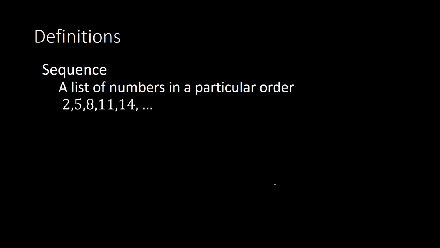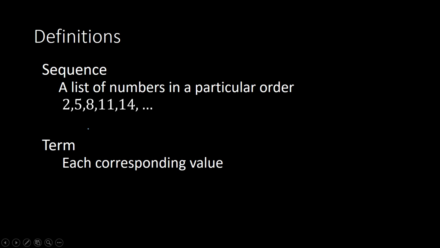Another definition to know is the word term. A term is each part of the sequence, or each number in the sequence. So for example, term 1 would be 2, term 2 is 5, term 3 is 8, and etc. Now, instead of writing out the word term every time, a short way to signify a term is by using the letter T. So T1 means term 1, T2 means term 2, and T3 means term 3.